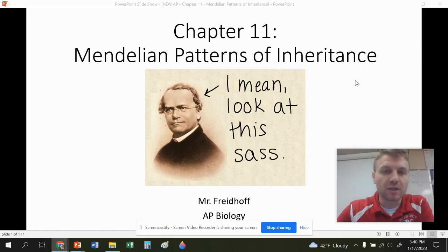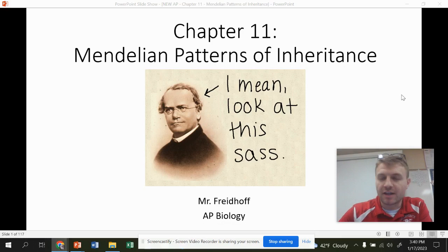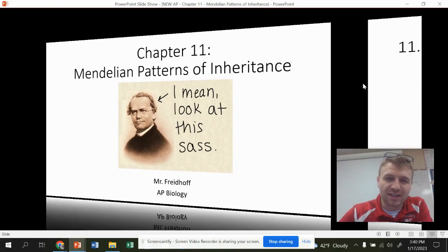All right, hello everyone. We're going to start into chapter 11. This is going to look at Mendelian patterns of inheritance and how genetics are passed on from parent to offspring. And we're going to be talking about this gentleman here in a little bit. His name is Gregor Mendel, and he's one of my favorite scientists. So let's get into it.